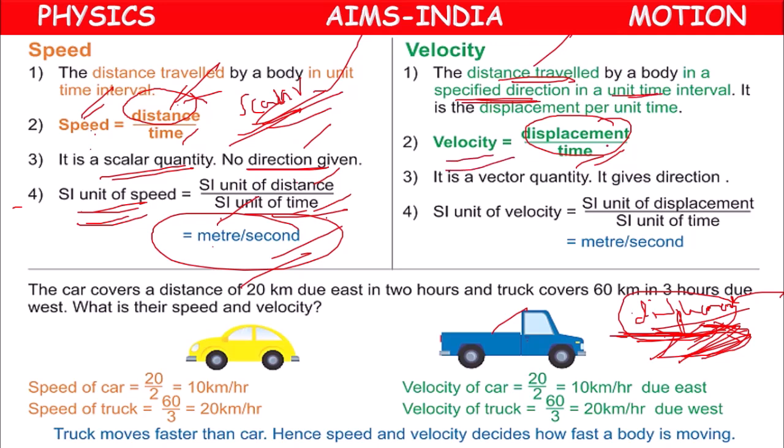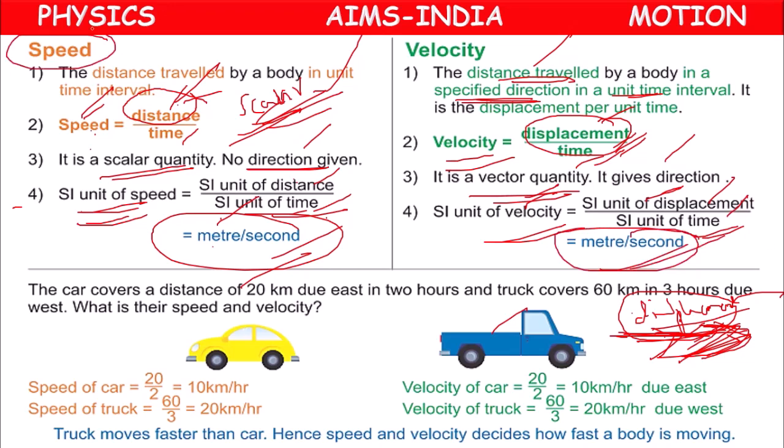So velocity equals displacement by time. It's a vector quantity. It gives direction. The SI unit of velocity is the SI unit of displacement by the SI unit of time. Its unit is also meter per second. So speed means distance traveled in unit time interval. Velocity means distance traveled in a specified direction in unit time interval, or we can call it displacement traveled in unit time. In any way we can call it.